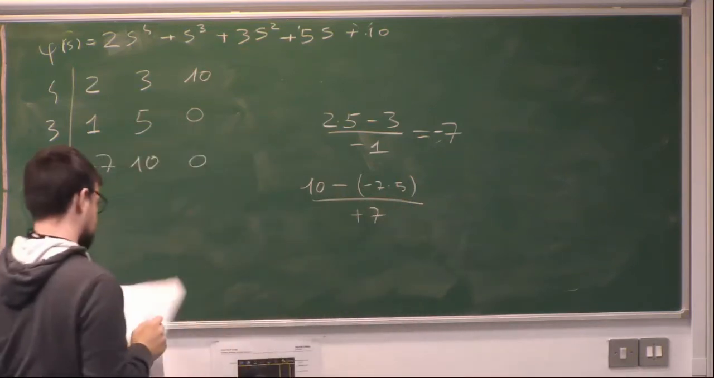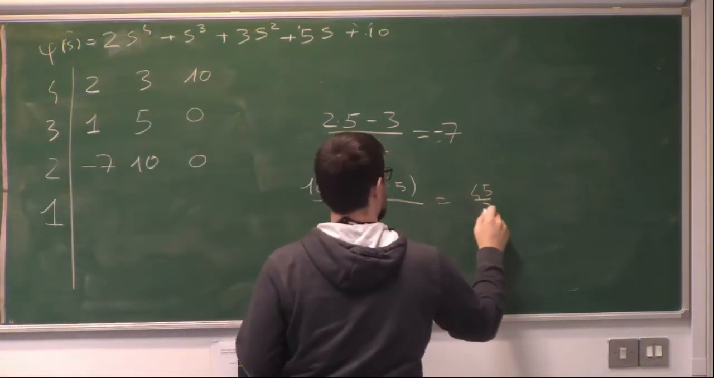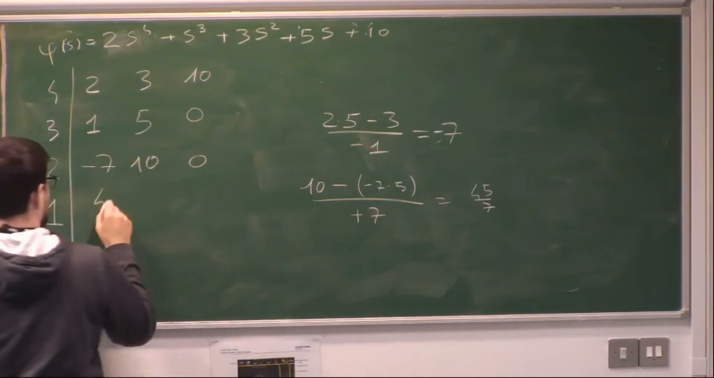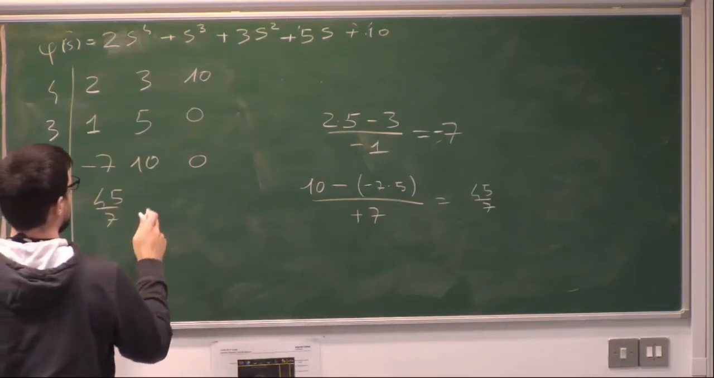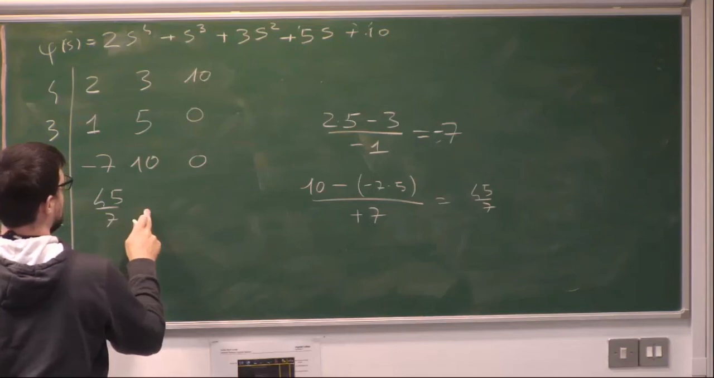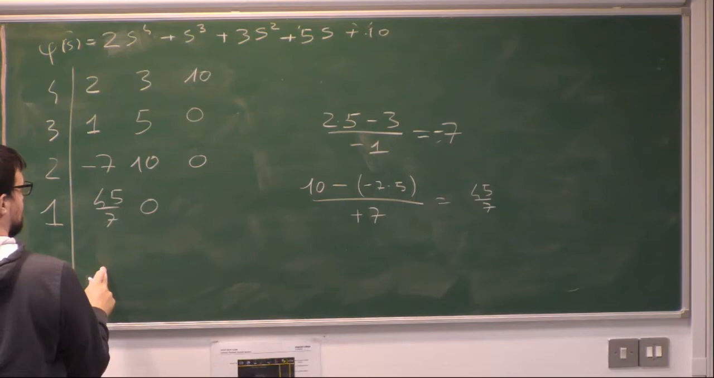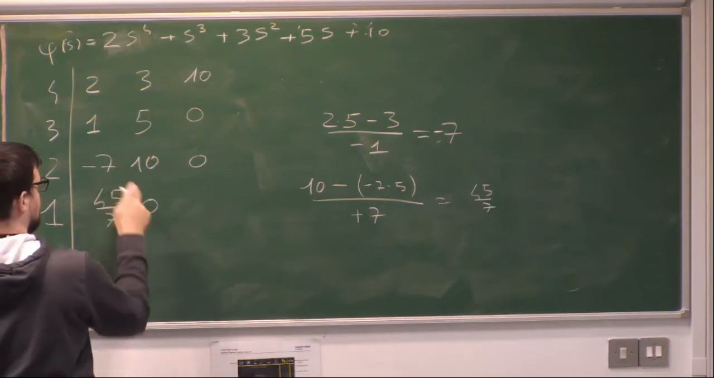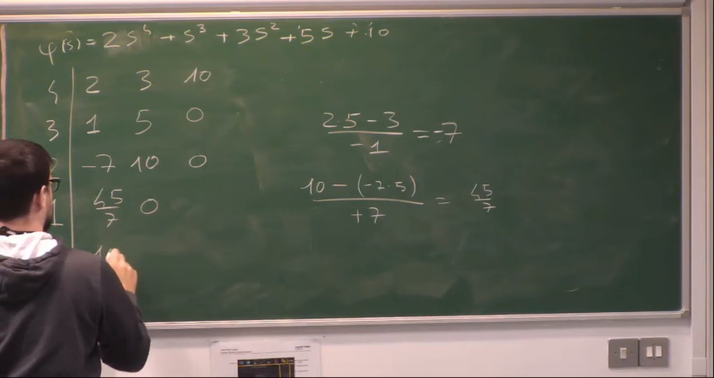So we have this expression over there that should be 45 over 7. And so we write here 45 over 7. Now, we want to compute this element over here, but this element will be 0. And now we want to compute this element over here, but this will be this by this, minus this by this minus this, so this will be 10.